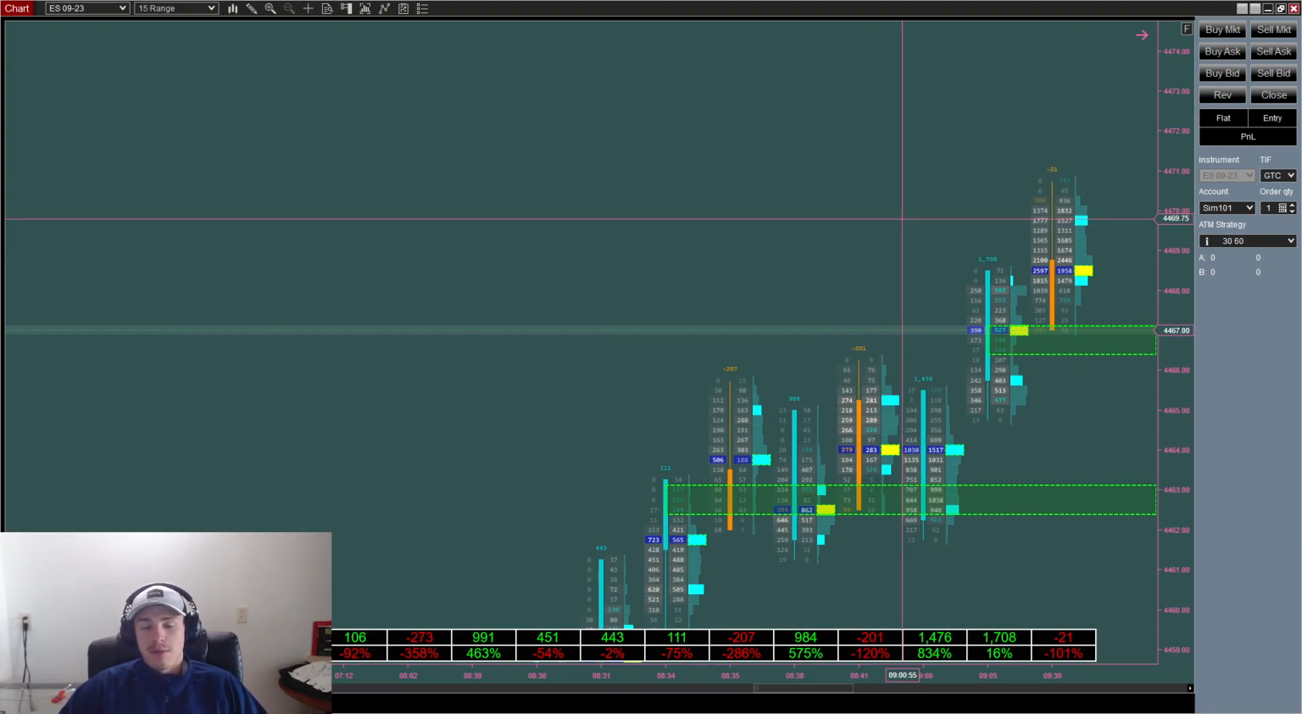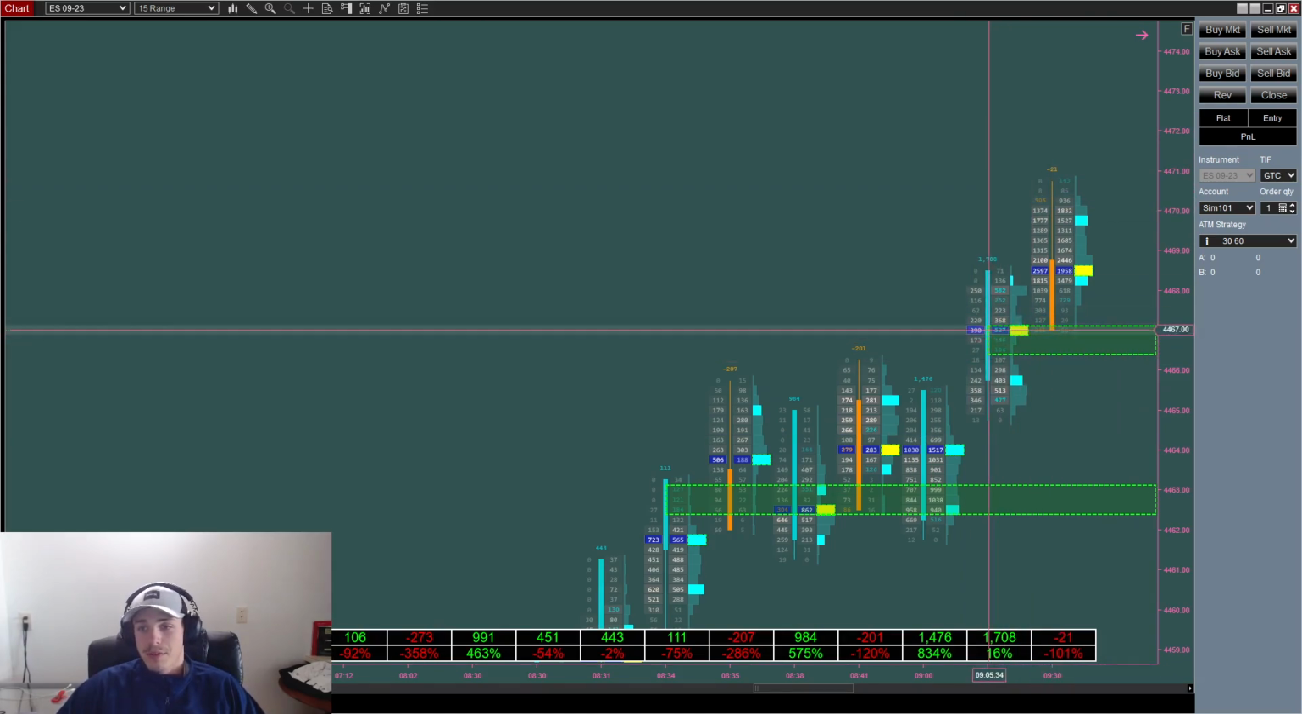Let a few candles develop on the open so you have an idea of what the delta is looking like, or just get a read on what the actual market's doing on the open. So this is the first candle on the open, and this is what I would like to do.